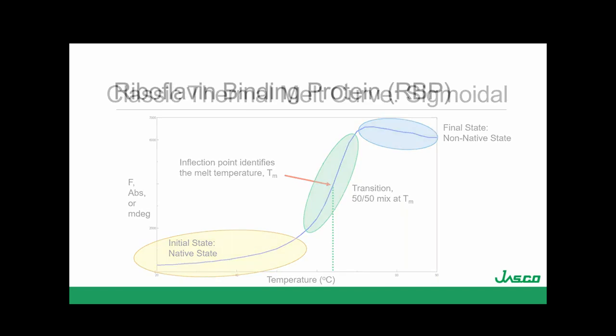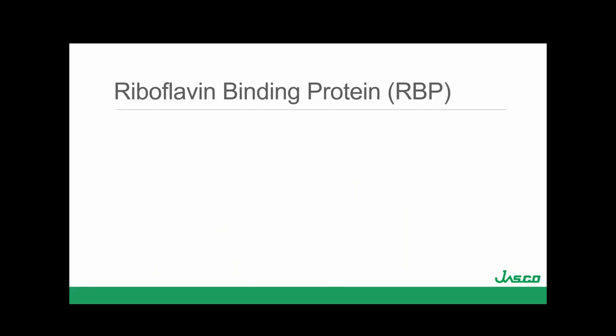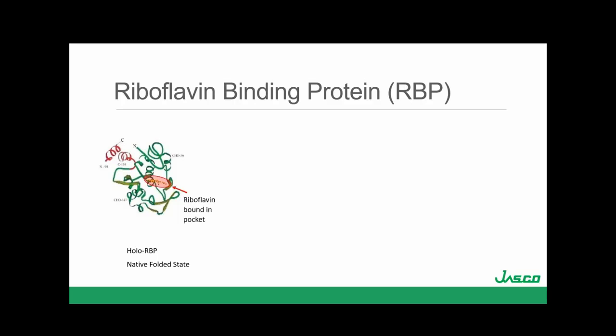Let's look at this in terms of an example. So riboflavin binding protein. It's a great protein, super robust, great for biochem labs. You can extract it from chicken eggs. And what we have with it is the holo complex. Holo RBP is the native folded state. In that folded state, riboflavin is bound in the pocket.